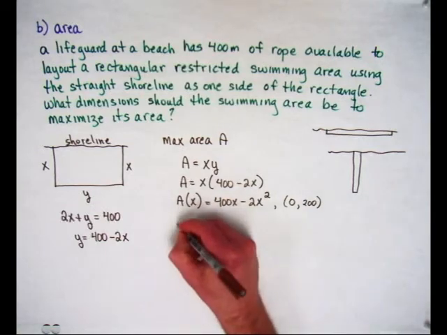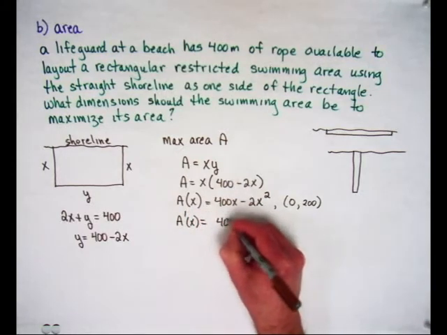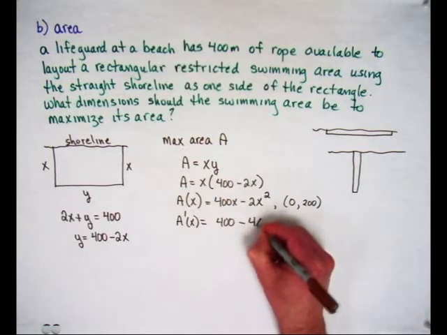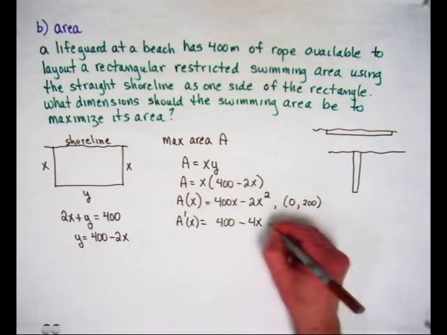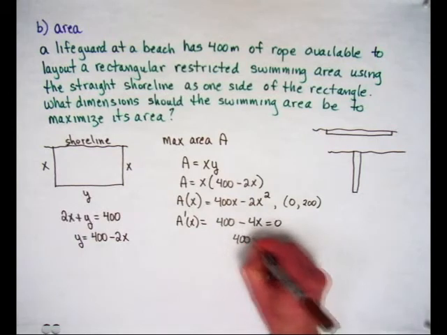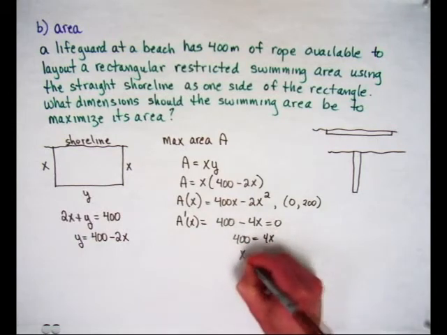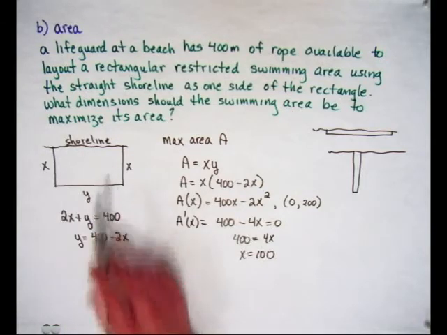So now we take the derivative, A prime, which would be 400 minus 4x. We know that the maximum or minimum values will occur at critical points, so we make our derivative equal to 0, and we get 400 equals 4x, or x is 100. Now the question asks for the dimensions. When it asks for dimensions, that's referring to the length and the width.